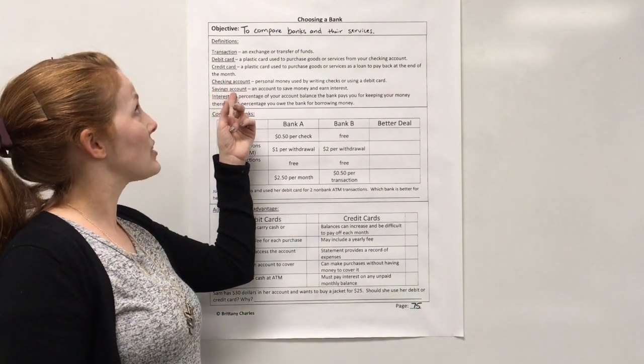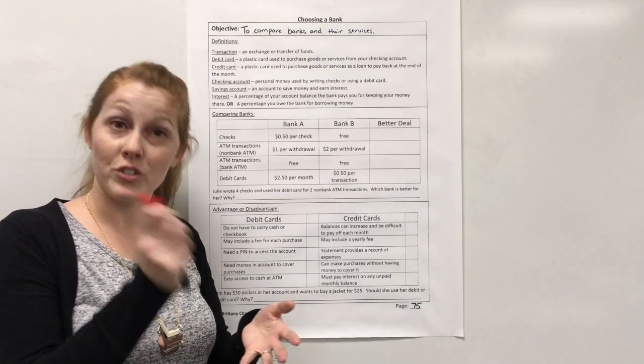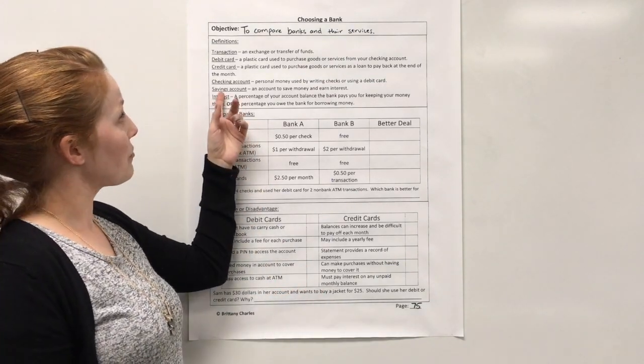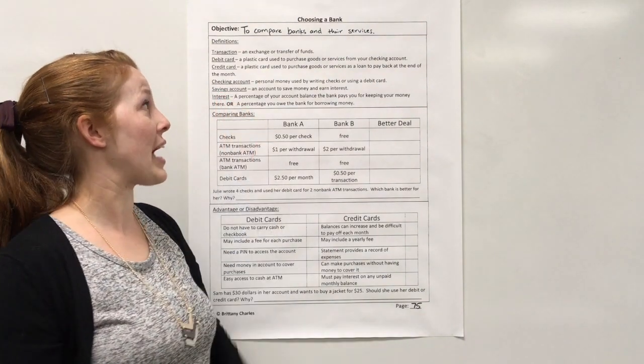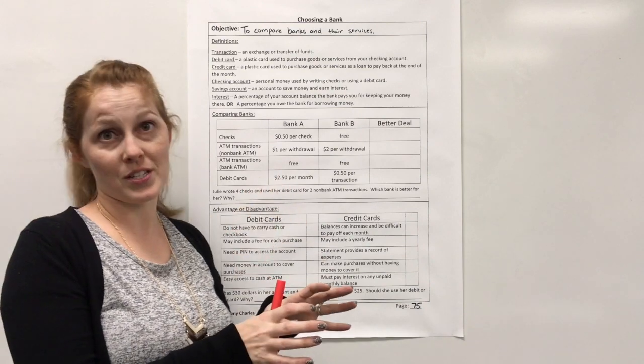Your checking account is your account at the bank where you put your money, so that when you use your debit card or write a check, that's where the money's coming out of. A savings account would be an account where you're putting money and just saving it there and it's earning interest.